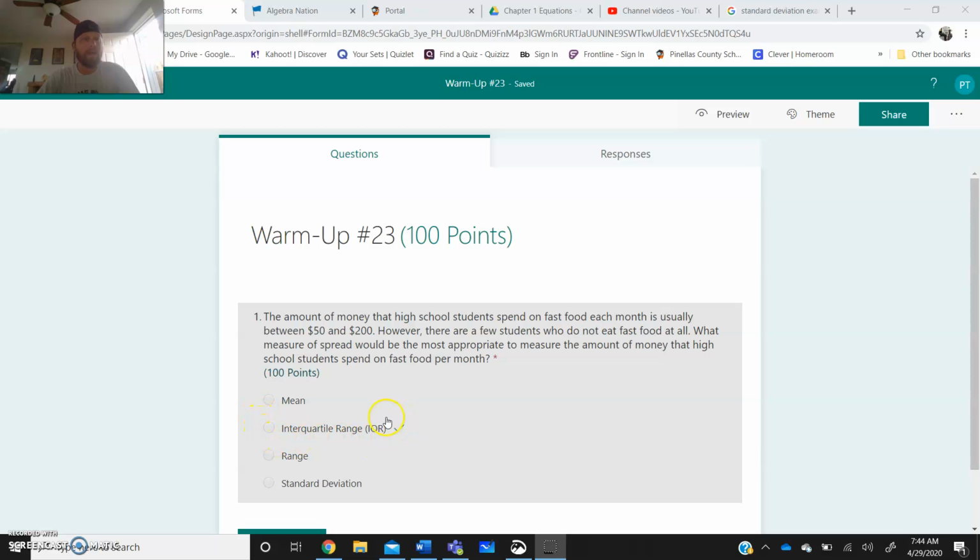Enter interquartile range. Remember, that's quartile 3 minus quartile 1. And when you find that, that's going to be the best measure of spread. That's pretty much it. Just an educated guess. Even if you guys aren't 100% sure, just try to eliminate some bad answers. Mean, range, not the best choices here. So it's going to end up coming down to interquartile range.